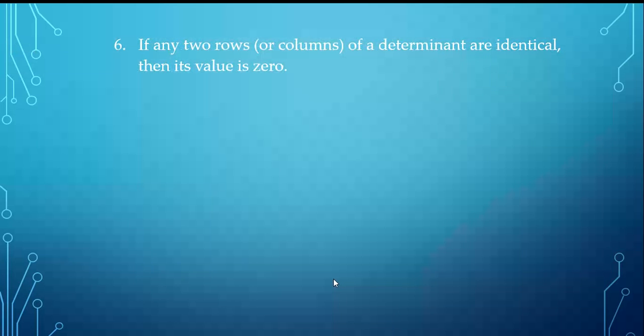Another property is that if any two rows or columns of a determinant are identical, then its value is 0. Suppose our determinant is a1 b1 c1, a2 b2 c2, and r3 is a1 b1 c1. Here you can see that our r1 and r3 are the same, right? So if any two rows or two columns are the same, its determinant value is 0.